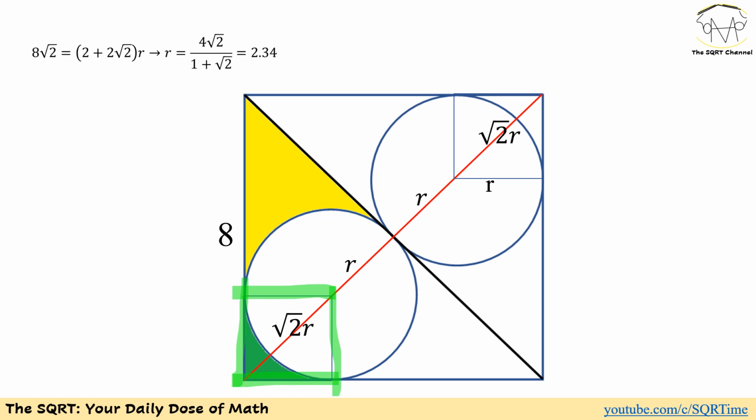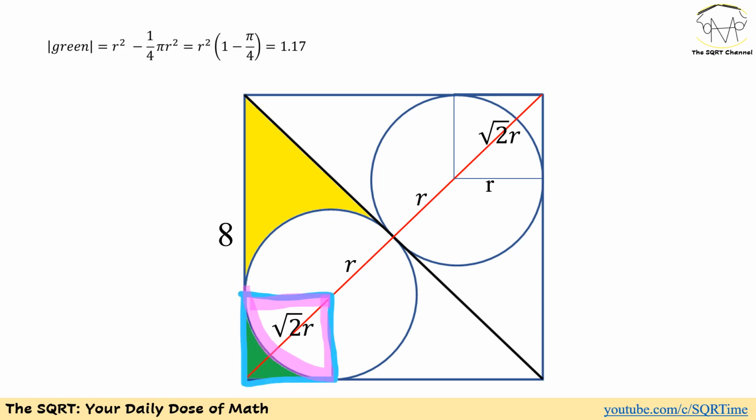And we know that since the side of the big square is 8, its diagonal is going to be 8 times square root of 2. Now 8 times square root of 2 equals 2 plus 2 square root of 2 times r, and r is going to be 4 times square root of 2 over 1 plus square root of 2, or 2.34, give or take. This is a good approximation.